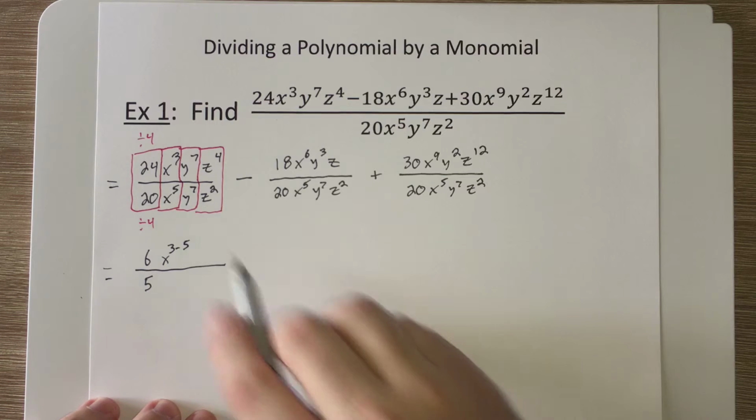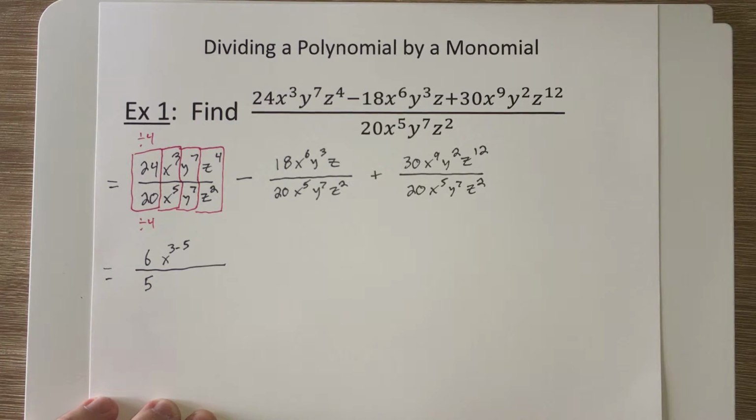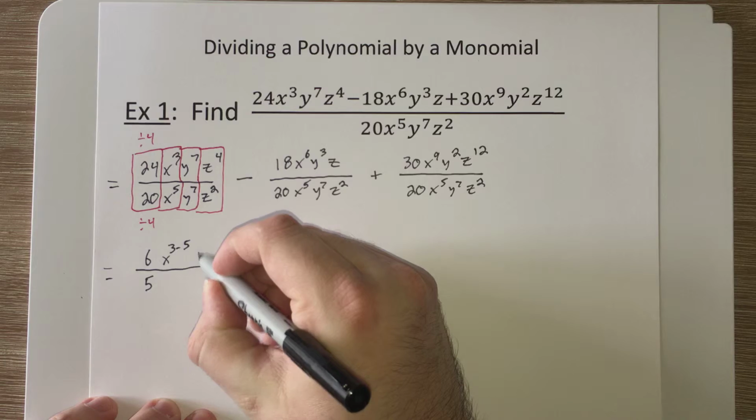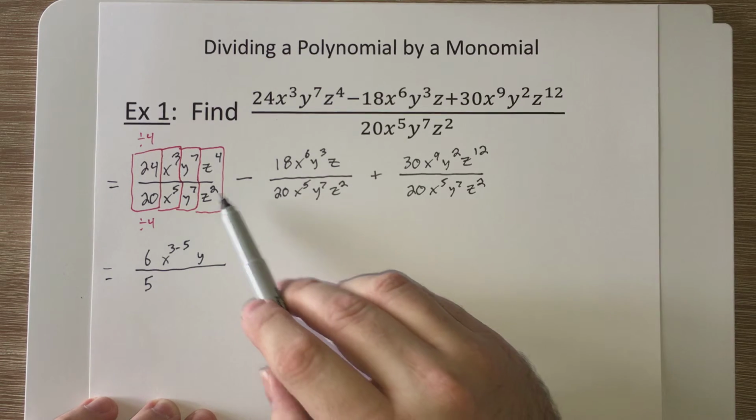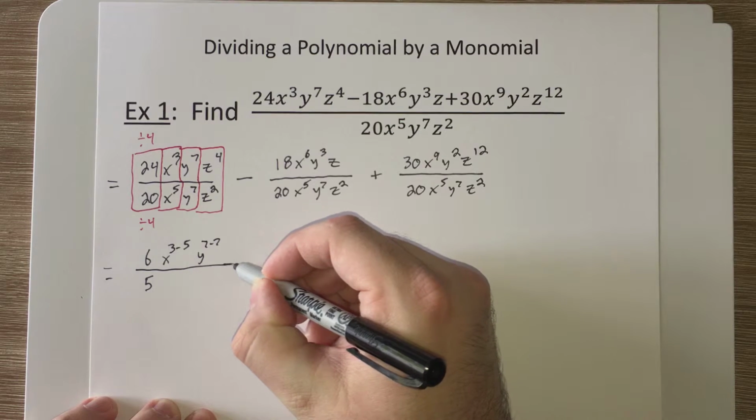Okay, let's try that again. So now we're dividing the y's. Again, these things have the same base. When you divide terms that have the same base, the base is going to be the same. So the base is going to be y. But where am I going to write the y? Write it on top. Always write your answer on top. Then you subtract the powers. You do 7 minus 7. Okay, and then we'll do the same thing for the z's.